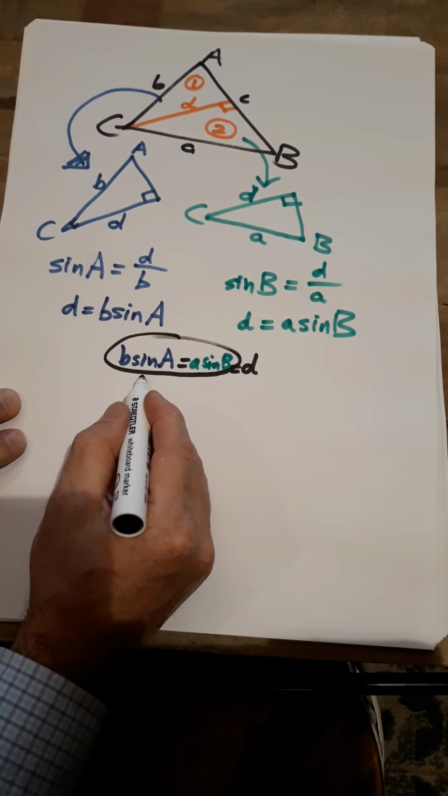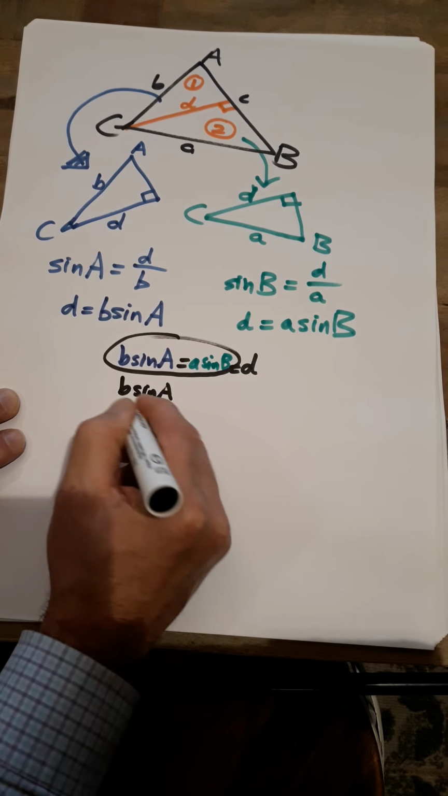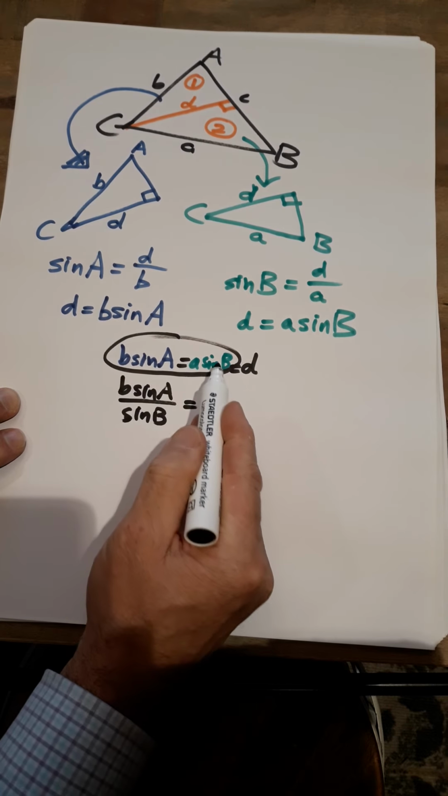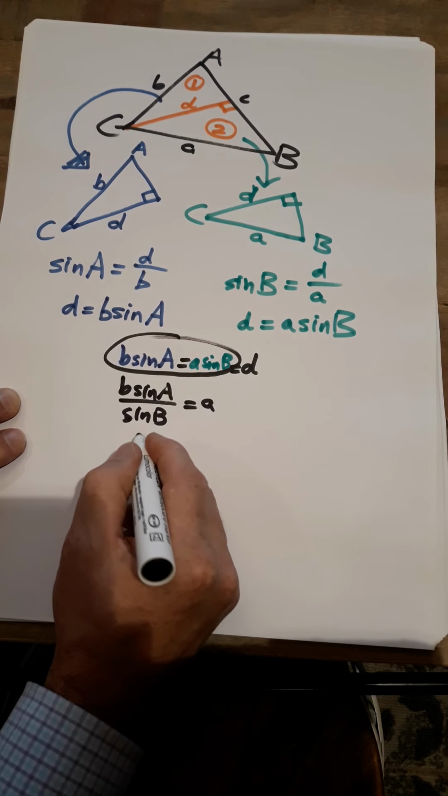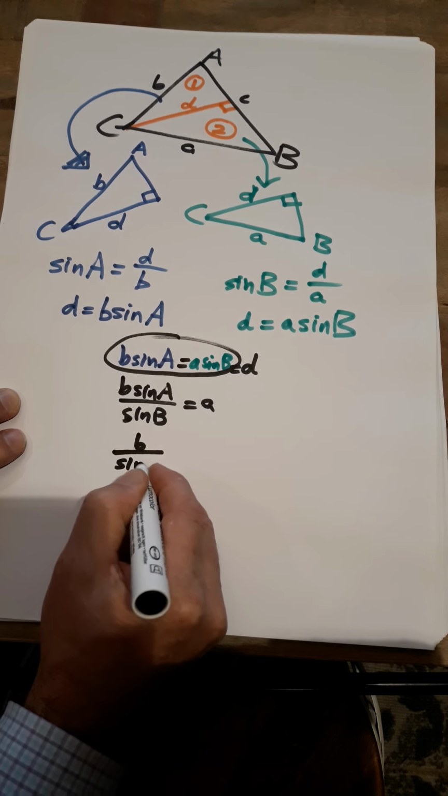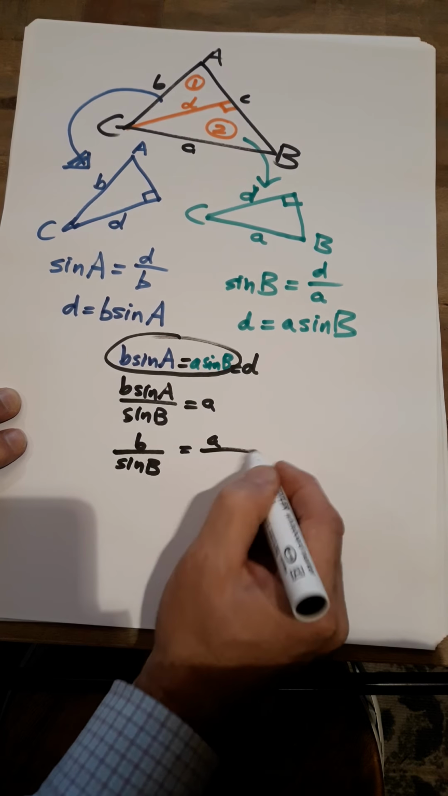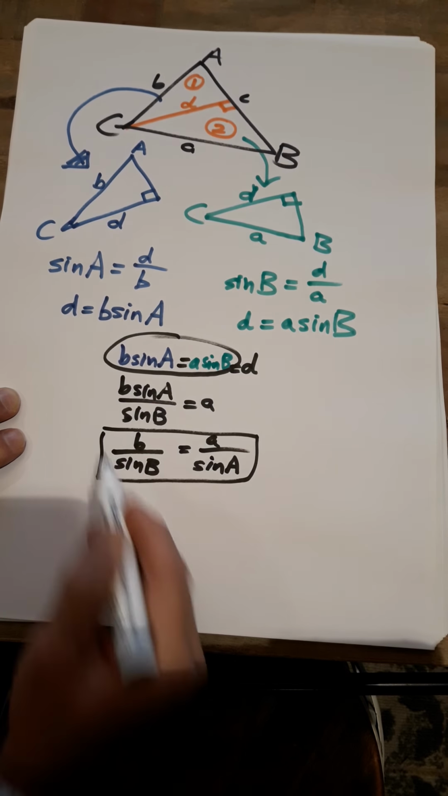I'm going to divide both sides by sine B. So B sine A on sine B equals just A, because I divided that by sine B. It's now just A. Now I'm going to divide by sine A. So B on sine B, I divided away the sine A that was there, equals A on sine A. And that's another part of the sine rule.